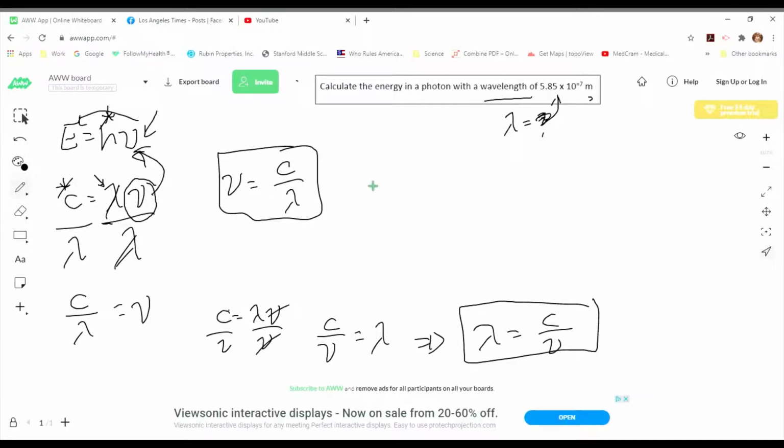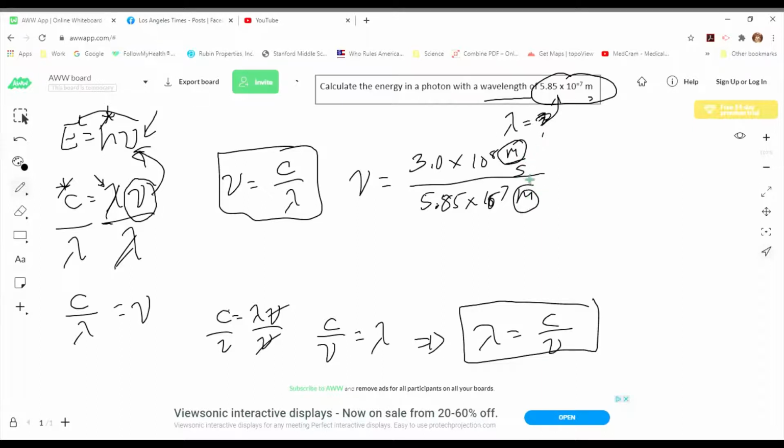Okay. So we want frequency. In order to get frequency, we're going to take C, the speed of light. Remember, C is a constant, it's always the same, 3 times 10 to the 8th meters per second, divided by the wavelength. And we're given the wavelength as 5.85 times 10 to the negative 7th meters. It has to be in meters. If you're given centimeters, kilometers, or nanometers, as we'll see in the next sample problem, you change it to meters, because these units and these units have to cancel with each other, so they cancel.